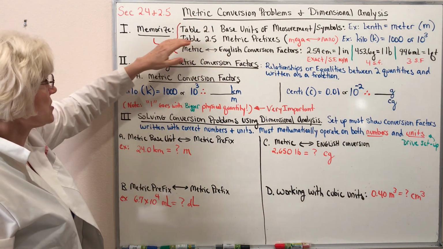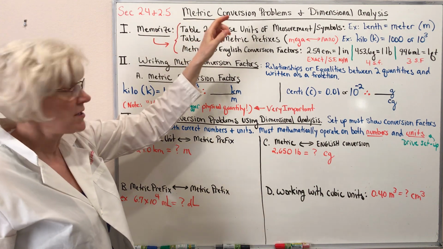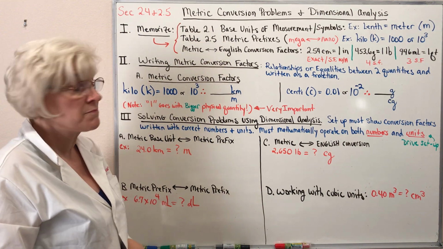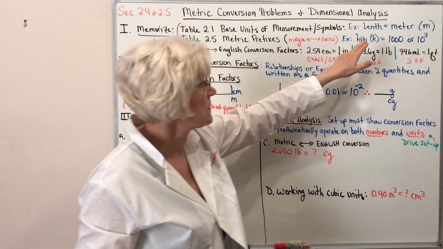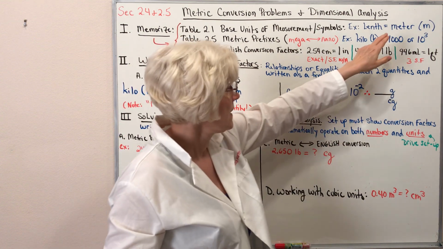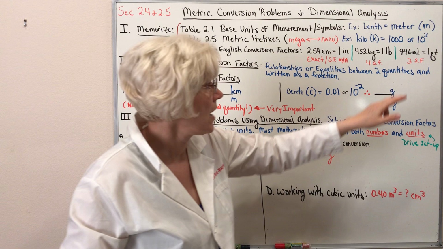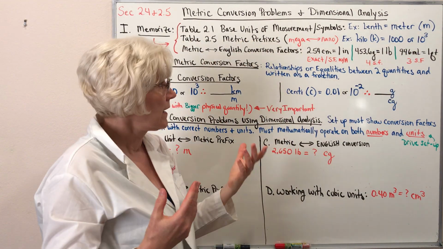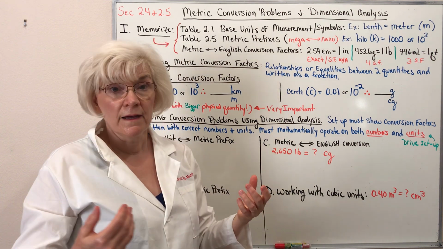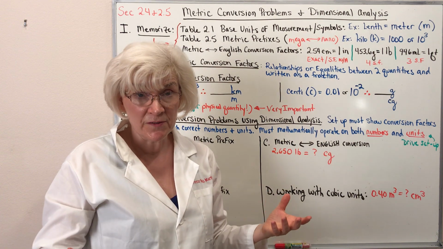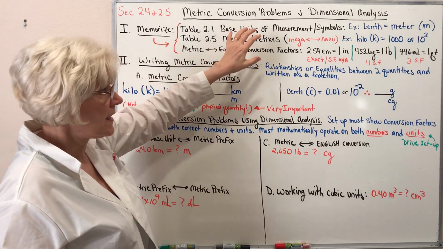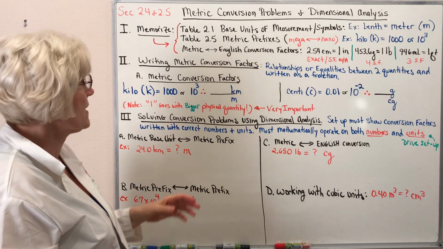So before we do these illustrations, I just want to remind you that you needed to have memorized in Chapter 2, Table 2.1, base units of measurements and their symbols. Example, base unit measuring length, the distance between 2 points, is the metric unit meter, abbreviated with a lowercase m. Base unit of mass in the metric system would be the gram. Metric unit of volume, measuring the amount of space occupied, would be the liter. So you need to have those symbols and meanings in your tool bag ready to go.